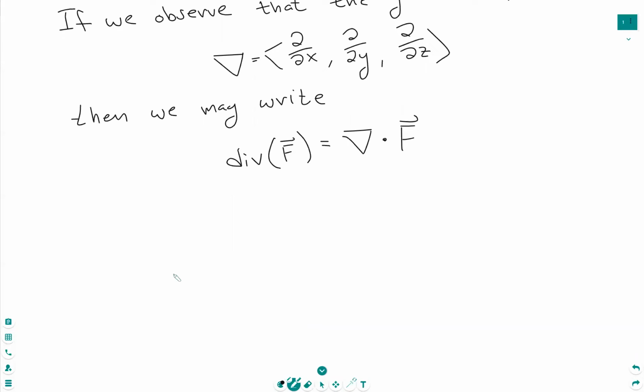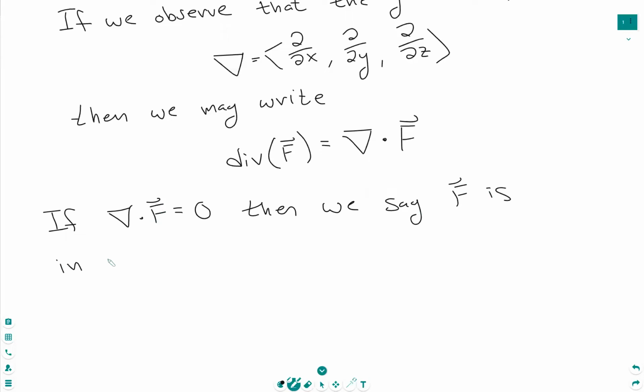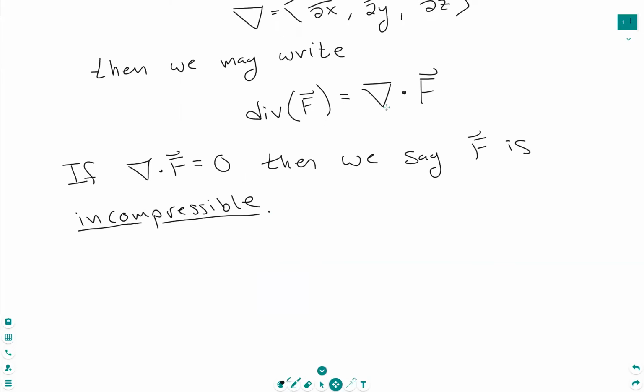So in the context of fluid flow, the divergence measures the tendency of fluid to diverge from a point, and if we have that the divergence of F is 0, then we say F is incompressible. So this isn't really a fluids class, so we won't go into it, but divergence shows up for fluid flow, right? It's how much is leaving this point.